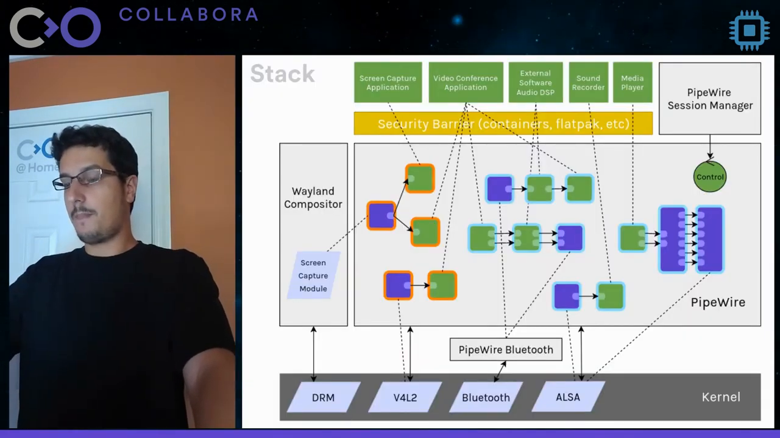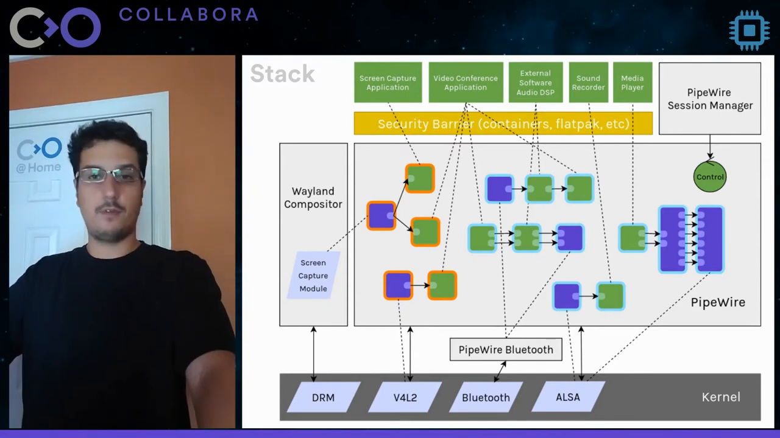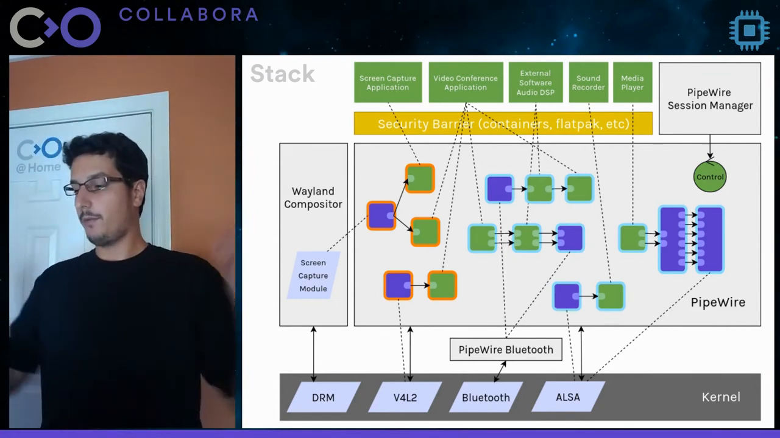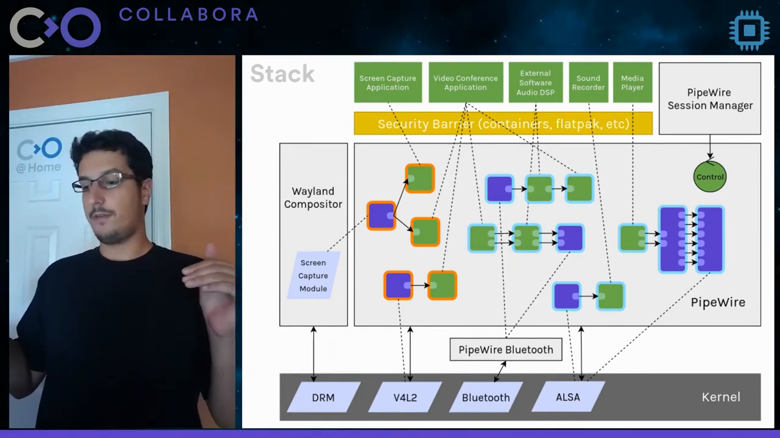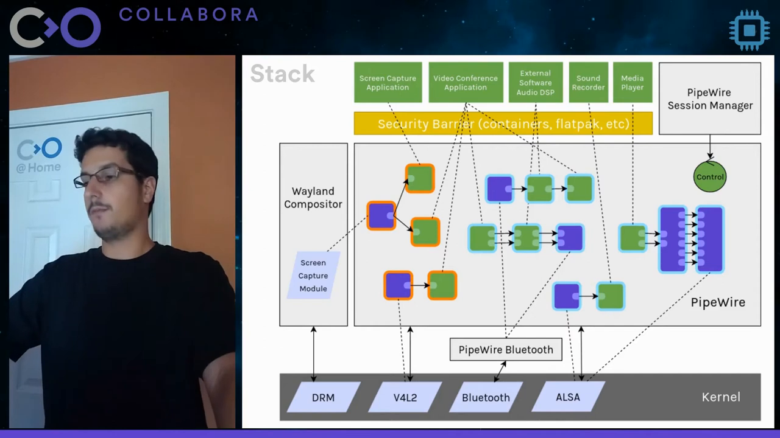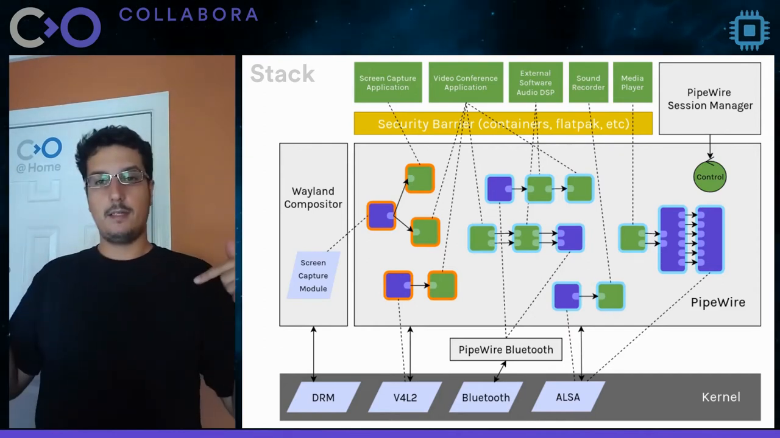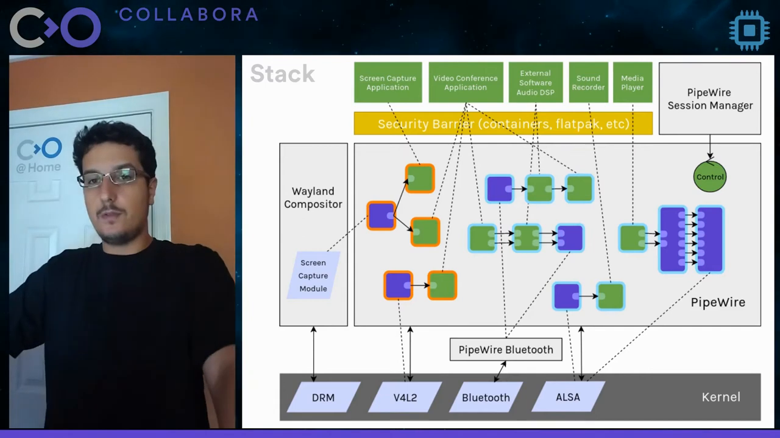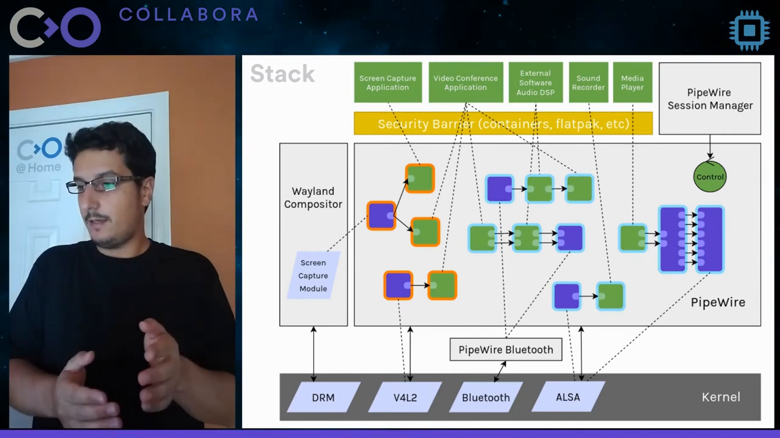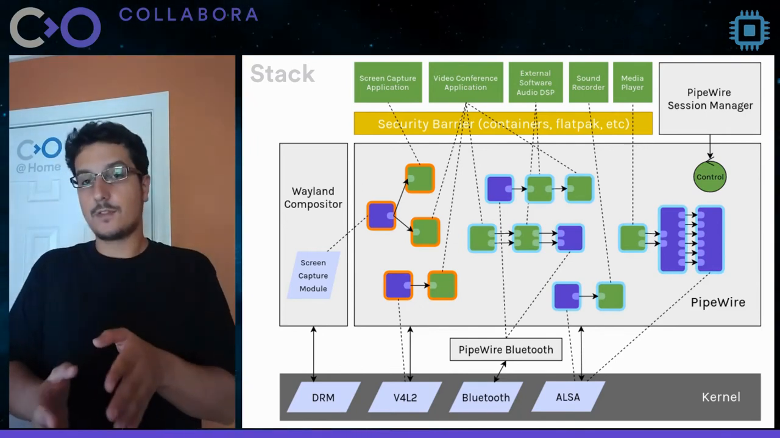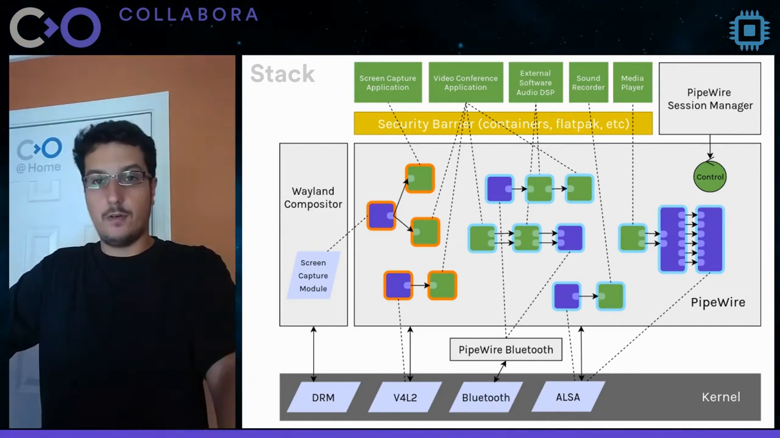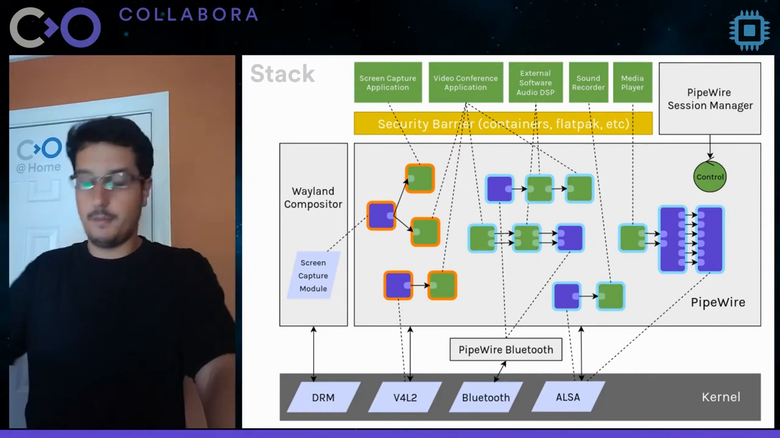So if we have a look at the Linux multimedia stack, if we are running the PipeWire daemon, we can see that there's something like that. At the bottom we have the kernel with all the different drivers, and on the top we have the different multimedia applications, and PipeWire is like a middle layer in between those two layers, where applications connect to it, and then PipeWire manages those connections and uses internally the kernel low level multimedia APIs.